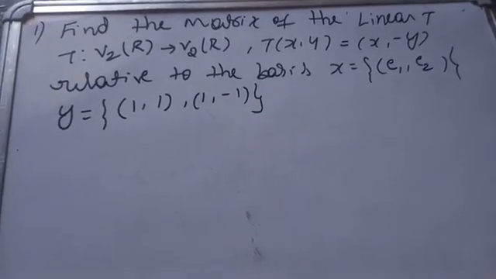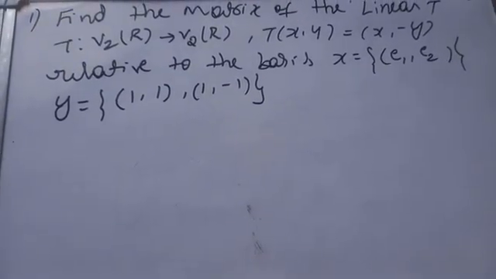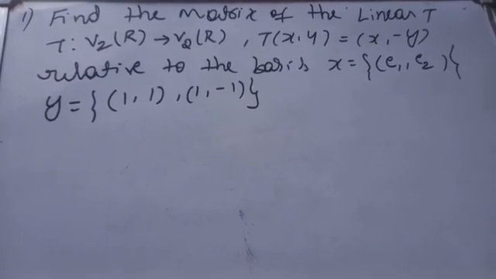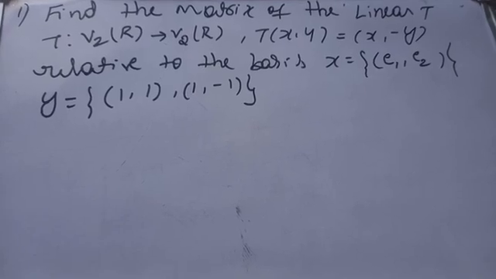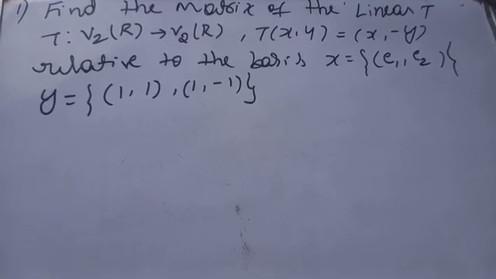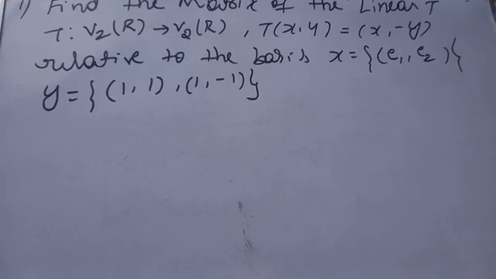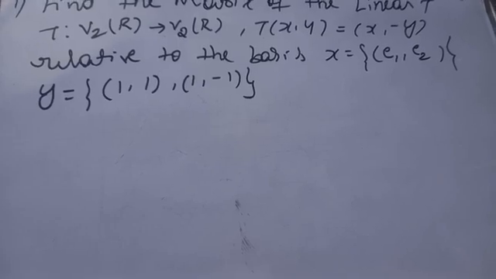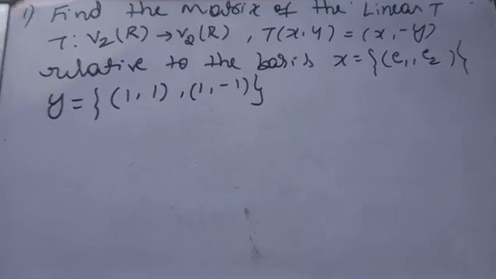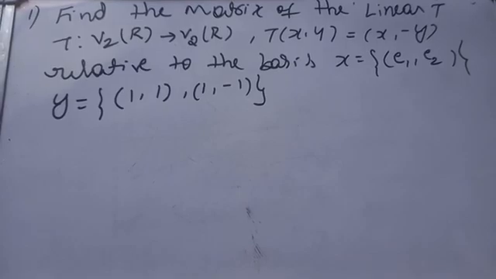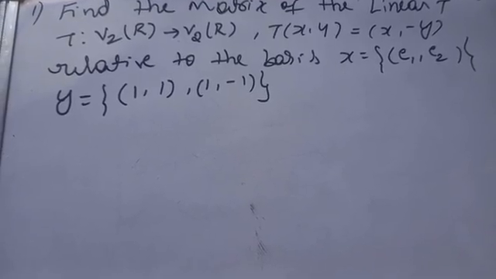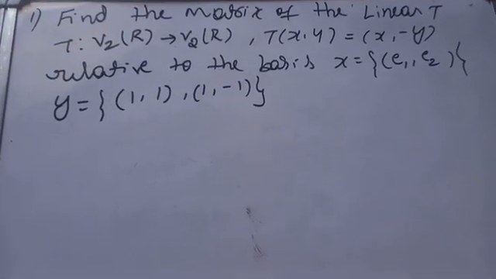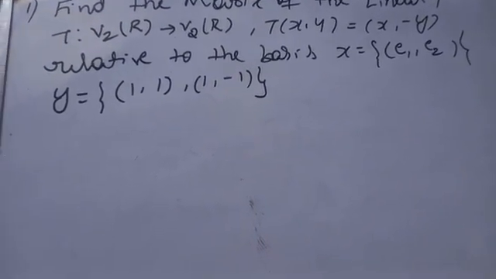So, matrix of a linear transformation. First problem: find the matrix of the linear transformation T from V2(R) to V2(R), T(x, y) = (x, -y), related to the basis B = {e1, e2}, and the basis B' = {(1, 1), (1, -1)}. Every time in the V2 paper they ask this question for 6 or 7 marks. So, important questions. First you should write the given data as it is.